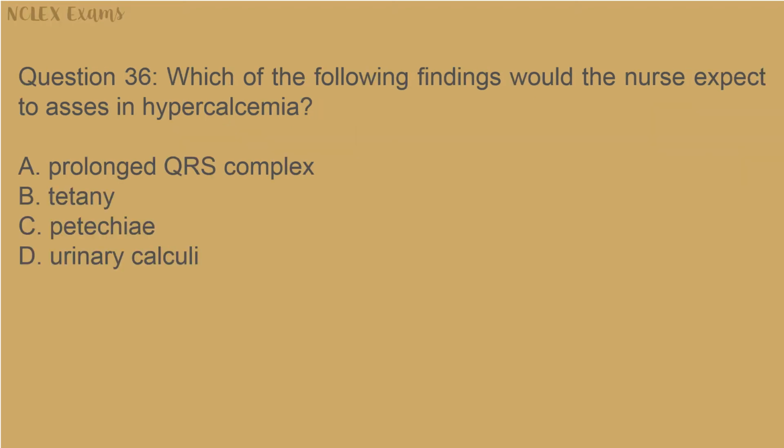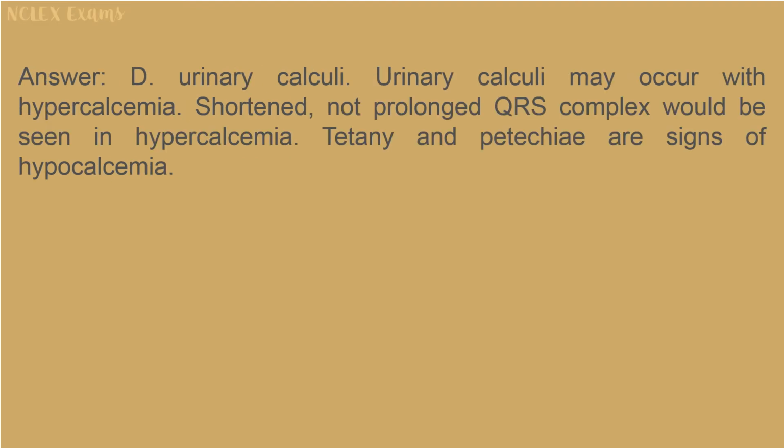Question 36. Which of the following findings would the nurse expect to assess in hypercalcemia? A. Prolonged QRS complex, B. Tetany, C. Pedal spasm, D. Urinary calculi. Answer: D. Urinary calculi. Urinary calculi may occur with hypercalcemia. Shortened, not prolonged, QRS complex would be seen in hypercalcemia. Tetany and pedal spasm are signs of hypocalcemia.